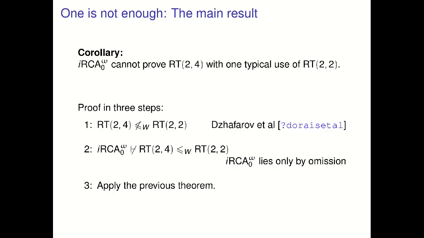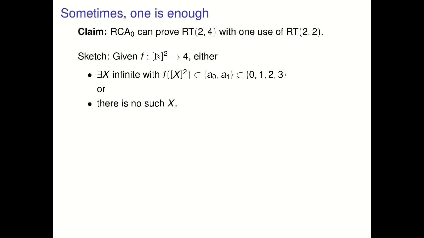Maybe there's a way to do this with one use, provided that you use the law of the excluded middle somehow. And that turned out to be the correct direction. So it turns out that if you're working in RCA naught and you switch back to classical logic, you can prove Ramsey's theorem for pairs in 4 colors with just one use of Ramsey's theorem for pairs in 2 colors. This is a classical system, and given that we couldn't do that in an intuitionistic system, you can guess that the law of the excluded middle must play an important role in this proof, as indeed it does. So here's the sketch of the proof.